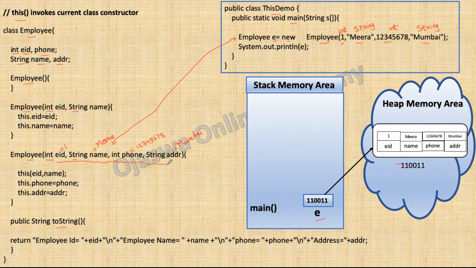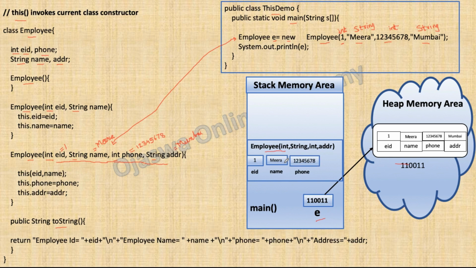So when this whole statement is executed, memory is allocated to the local variables EID, name, phone and ADDR belonging to the constructor employee having 4 parameters in a sequence of data types int, string, int, string. So inside the stack memory area, there will be a memory section reserved for local variables of this particular constructor. Memory is allocated to local variable EID, and value 1 is assigned to it, which we are getting from the object. Memory is allocated to local variable name, and value Mira is assigned to it. Memory is allocated to local variables phone and ADDR, and the values are assigned to them. Once the memory allocation for the local variables of the constructor is done, the control comes inside the constructor and the code inside the constructor is executed.